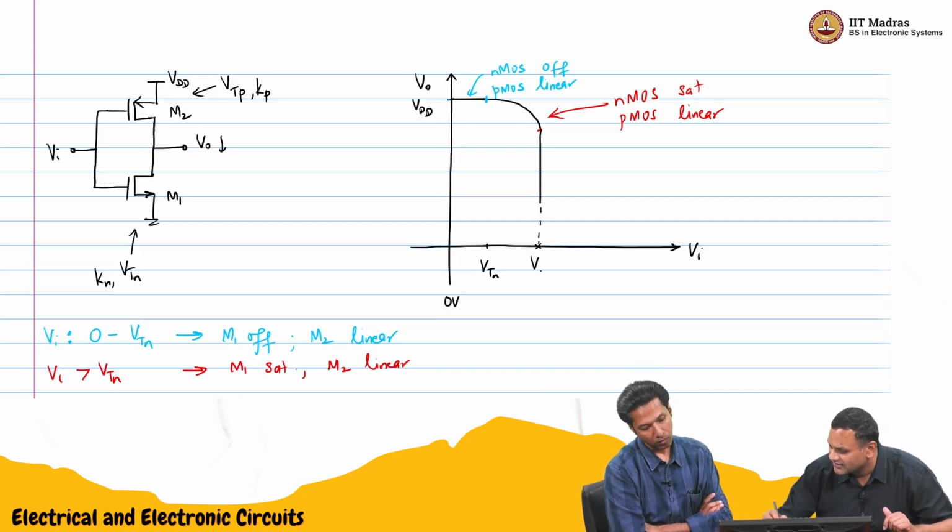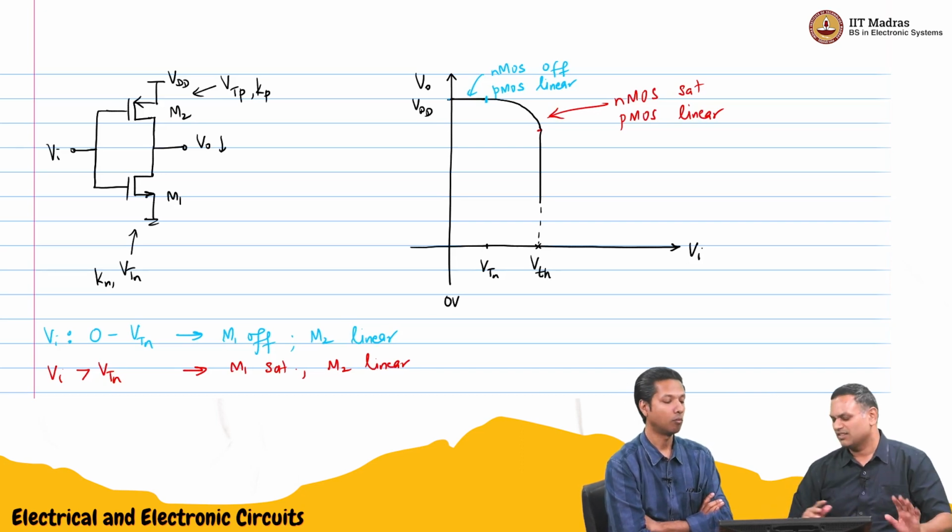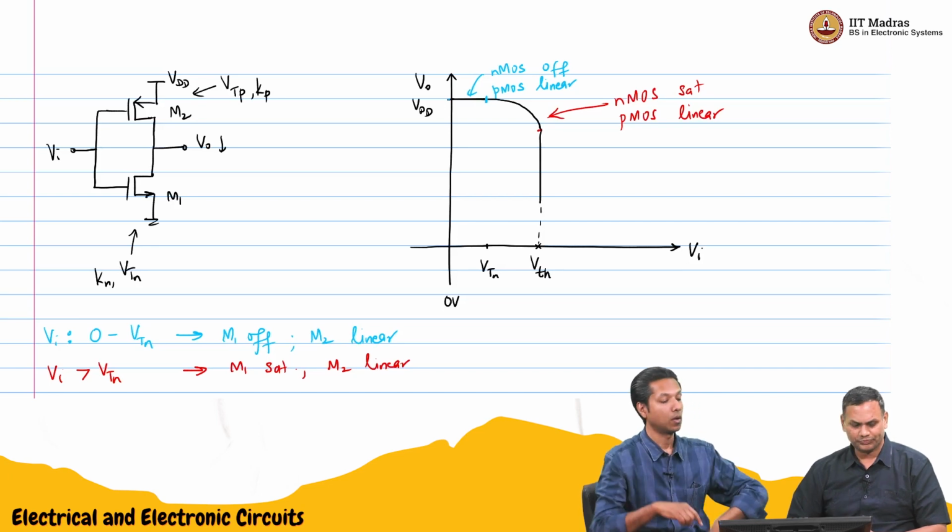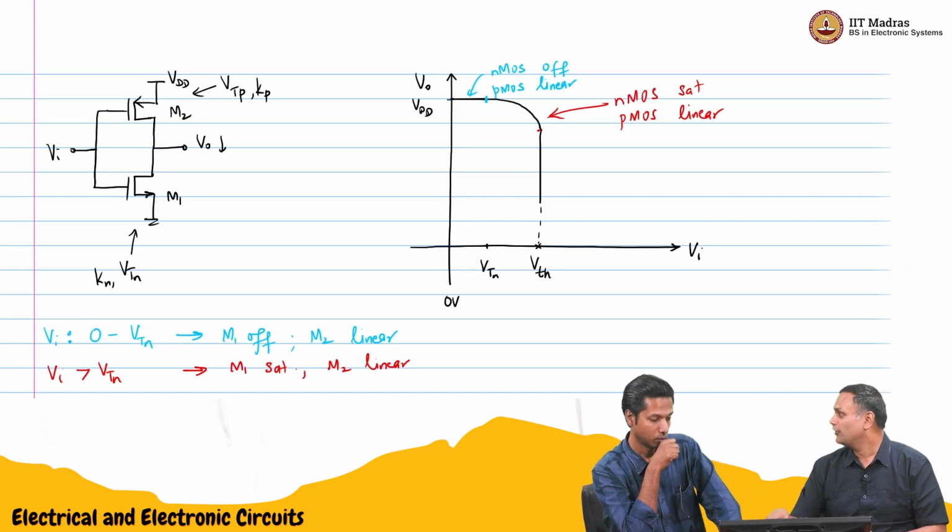We'll call that some VTH. That is the threshold of the inverter, in some sense, as it is going from high to low.